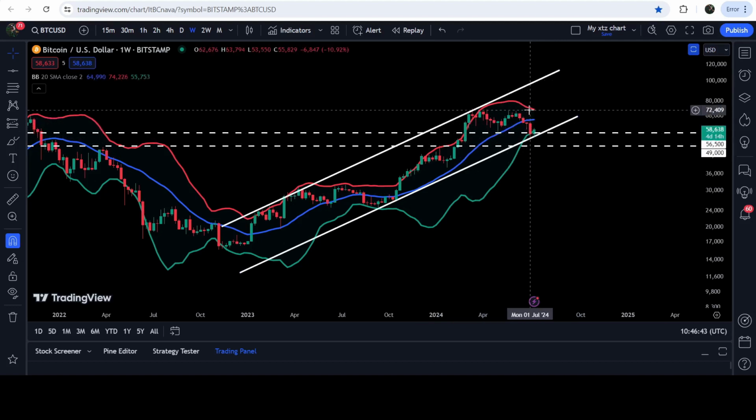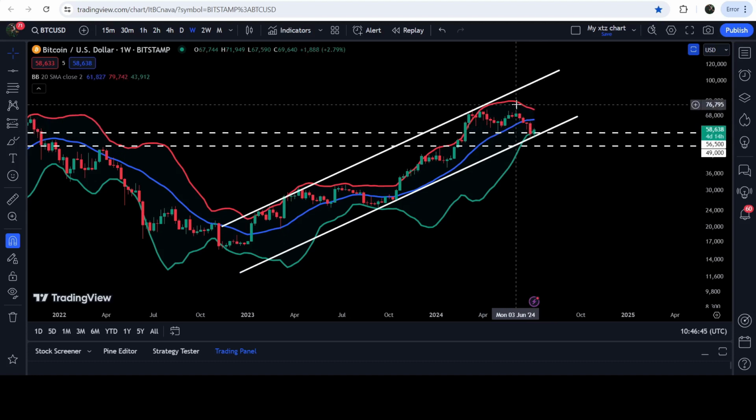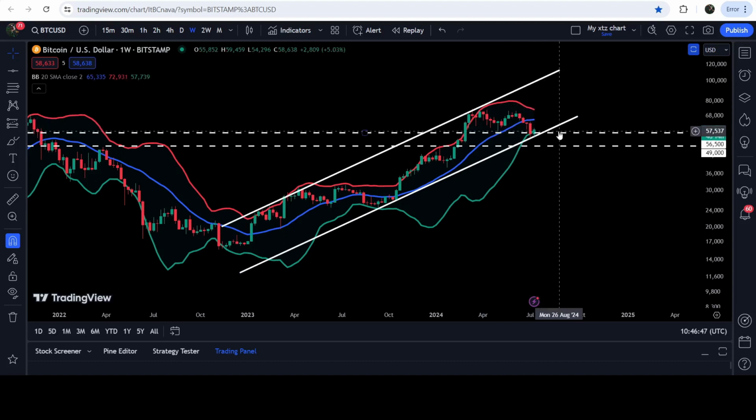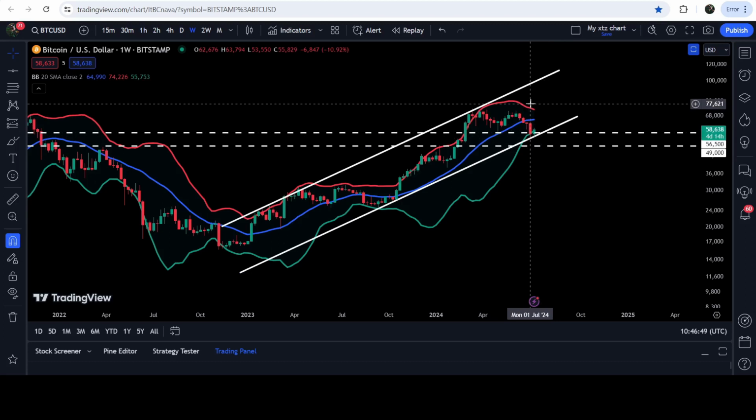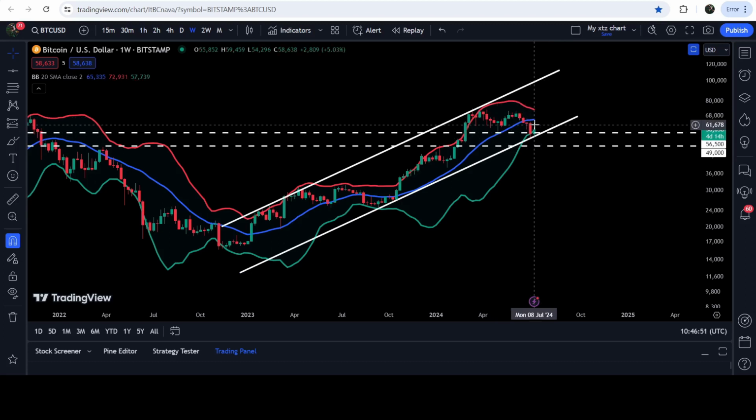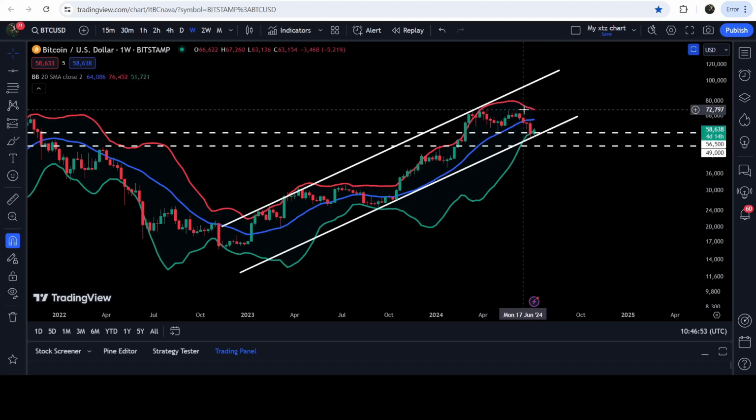However, it has dropped down to the lower band of the Bollinger Band. So far, the Bollinger Bands have not moved to the downside. However, they are squeezed now. And whenever they are squeezed, that is a big indication or signal that soon Bitcoin can start another move to the upside or to the downside.